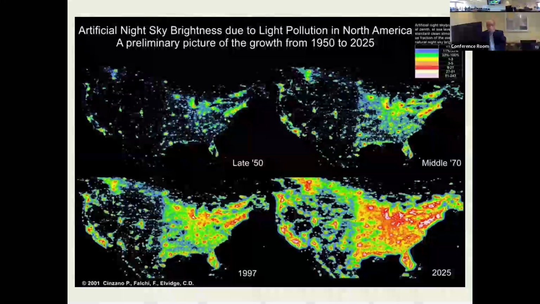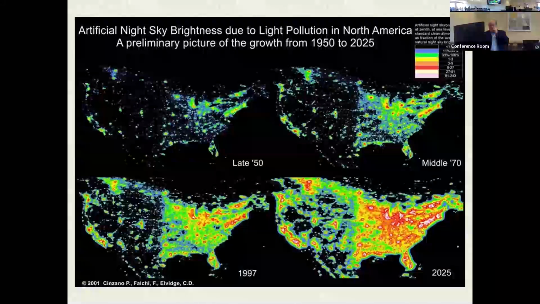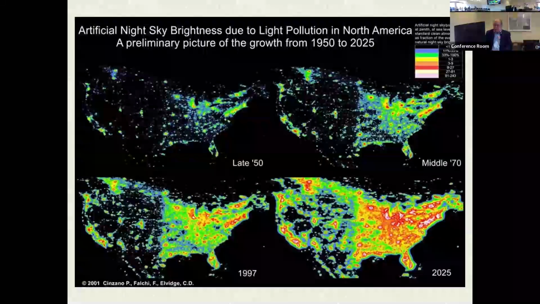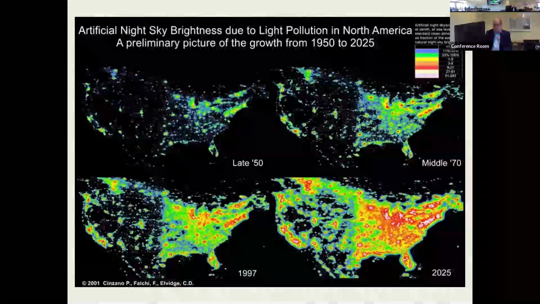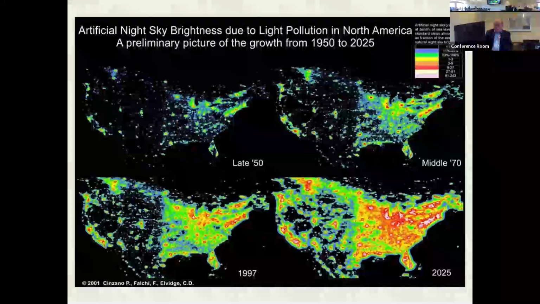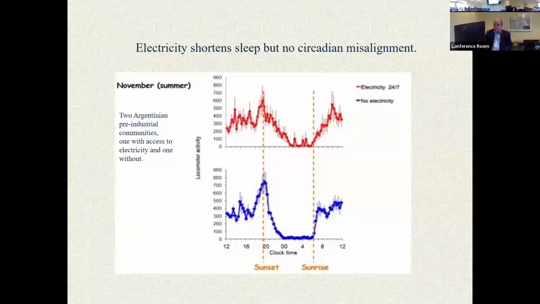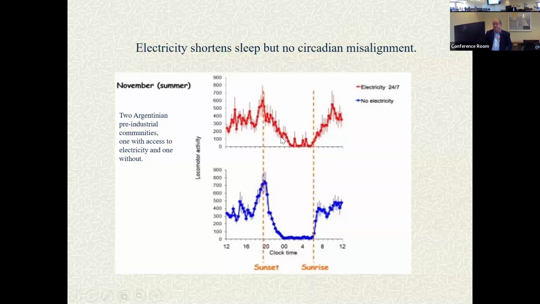So, artificial night sky brightness, this is light pollution. You've probably seen this before, late 50s, mid 70s, 1997. The idea of the night sky and light and what it is and how it's affected by artificial light in our cities. Electricity shortens sleep, but it doesn't produce circadian misalignment. So you can see that electricity is there and it shortens the sleep period.